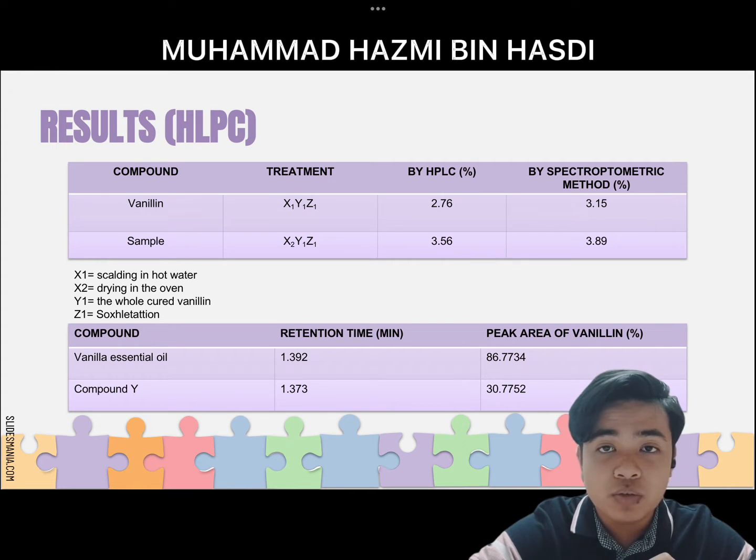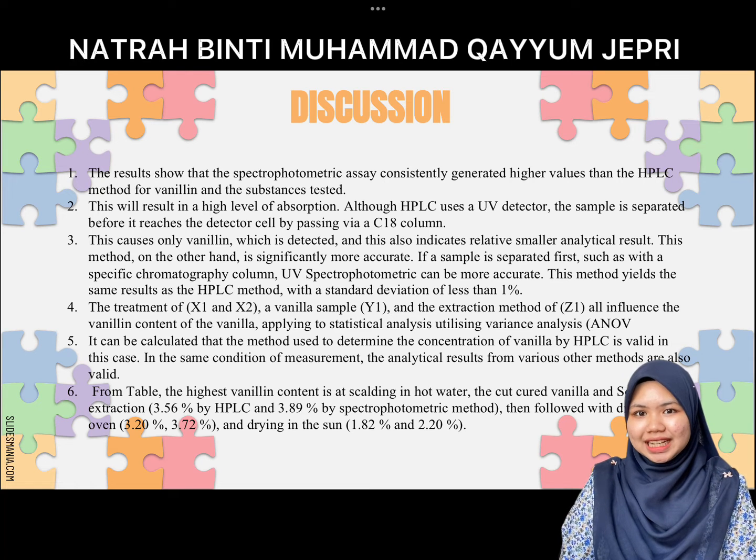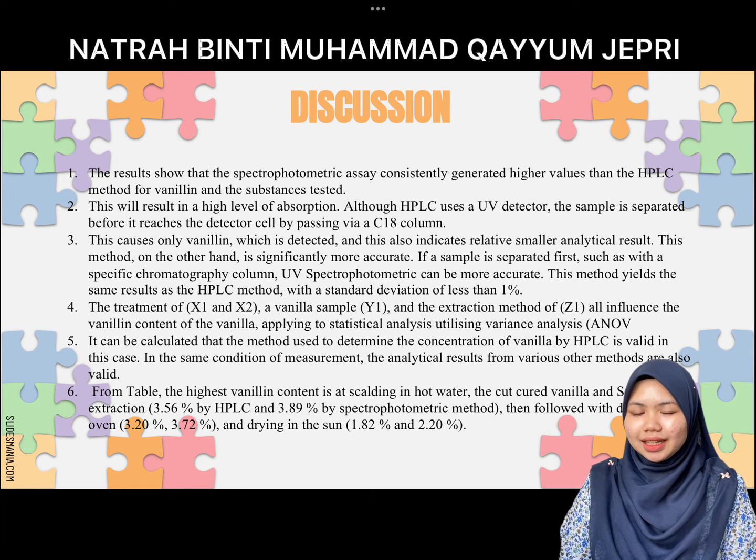Next, Table 2 shows the result of retention time and peak area for vanillin and sample. 1.392 minutes and 1.373 minutes are the retention times for vanillin and sample. Other than that, the peak area for vanillin is 86.7734% and for the sample is 30.7752%. The amount percent weight over weight for vanillin and sample was determined by the HPLC technique and the spectrophotometric method.